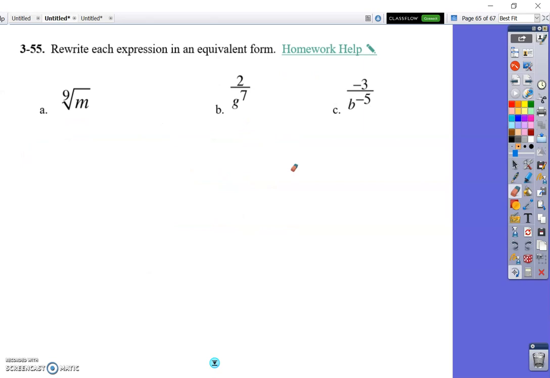Then we've got these ones, equivalent form. Remember, roots are fractions. So m to the 1/9 is that one. And so the other ones are asking you to go the other way, to go back to a fraction. On this one, I'm going to give you another hint on C. It's going to be -3 times b to the +5. And oh, that's done. They're just looking for a different way to write it.